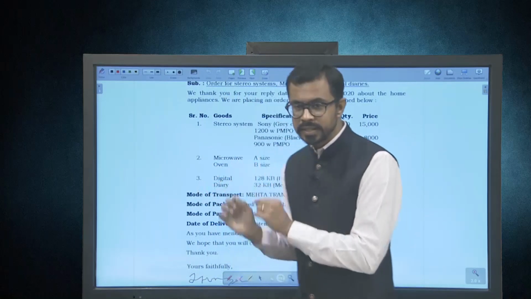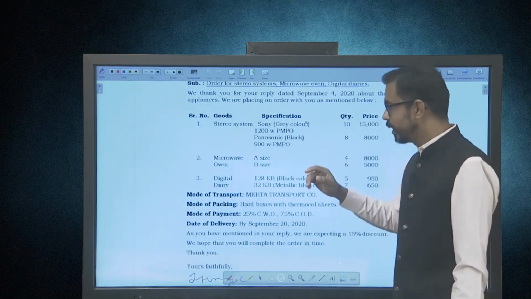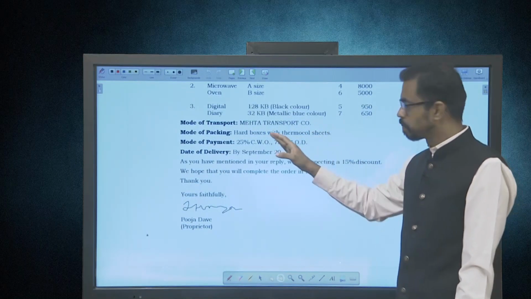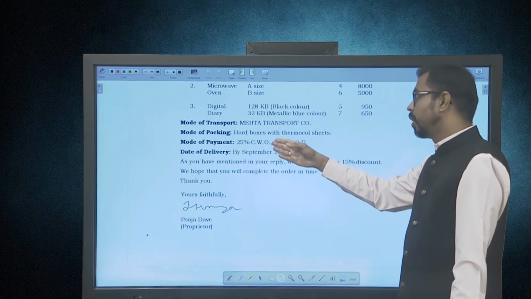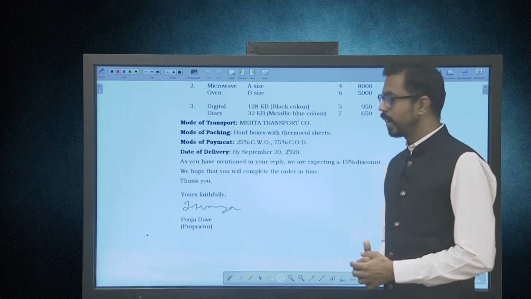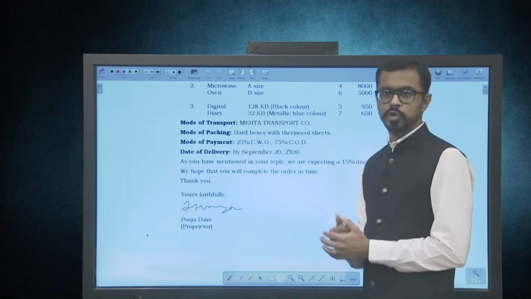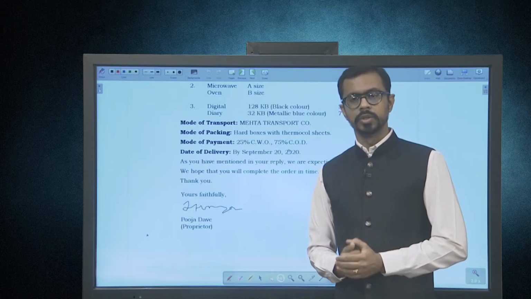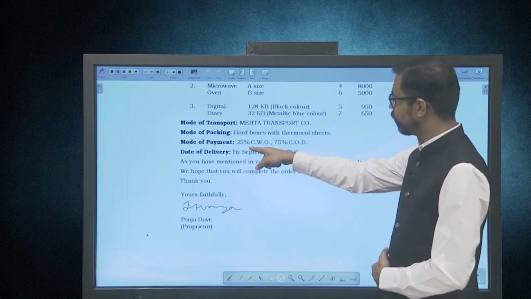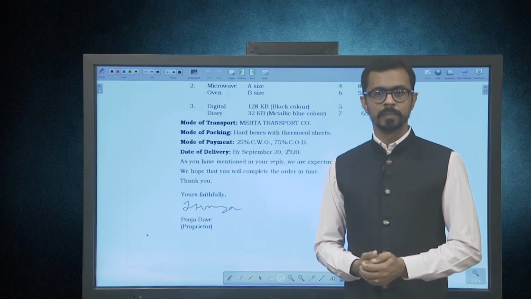So after these details, after the specifications are included in the letter, what else do we include? The mode of transport, Mehta Transport Company. Mode of packing, hard boxes with thermocol sheets. These are the different ways in which we could send the packing or send the products. Mode of payment, as usual, it could be between the two companies or the two individuals. It could be discussed, and here it mentions 25% in the earlier part and 75% later.